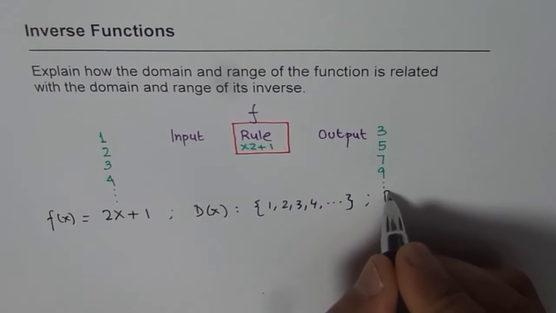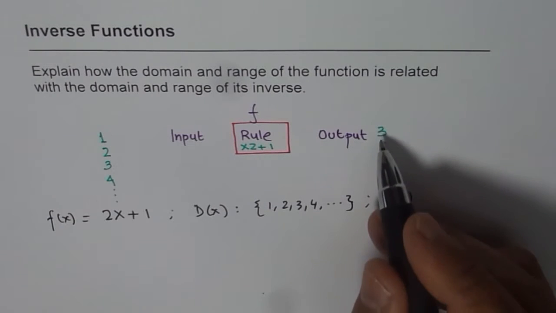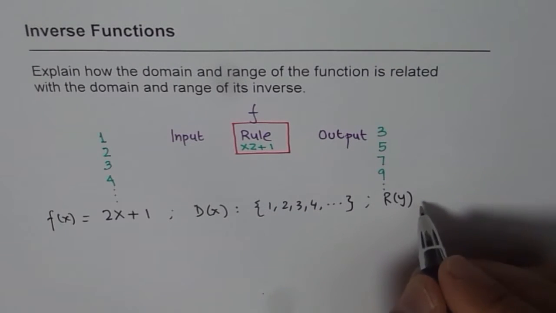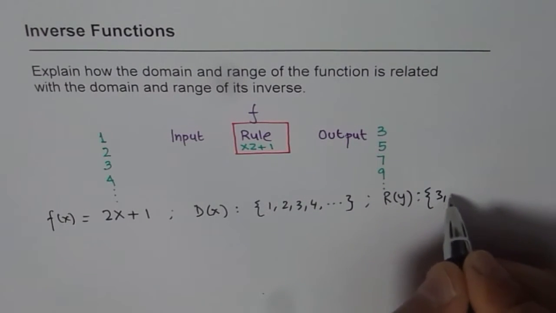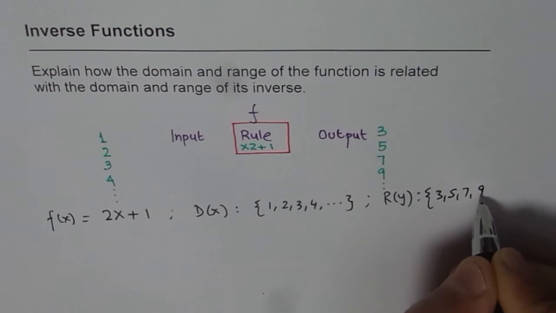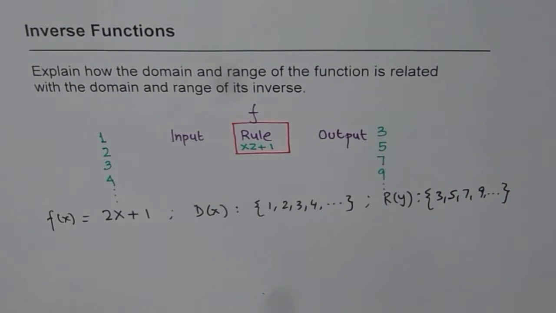And what is the range? Range is set of these output numbers, which for us are 3, 5, 7, 9, and so on, let us say. Correct? So that is what our function looks like.